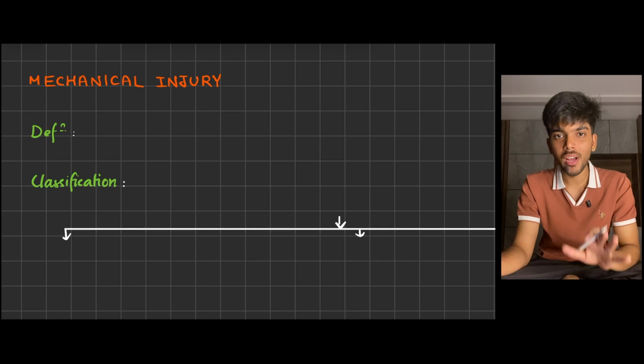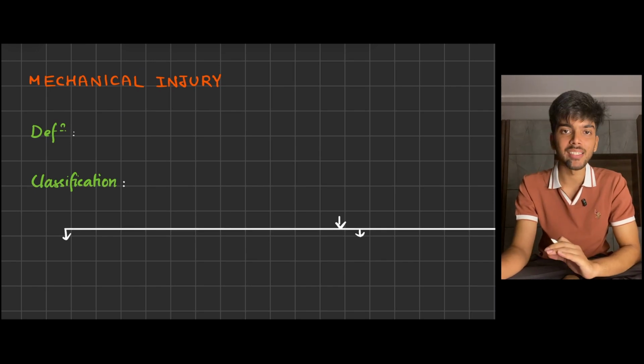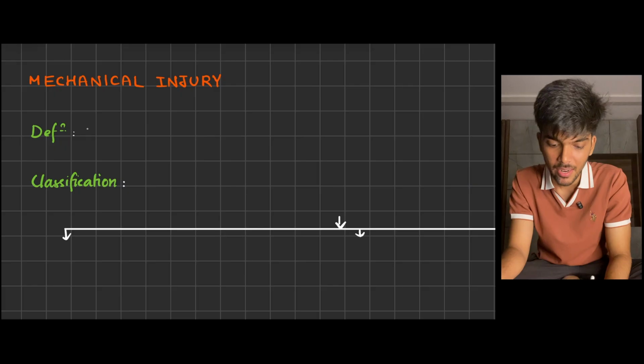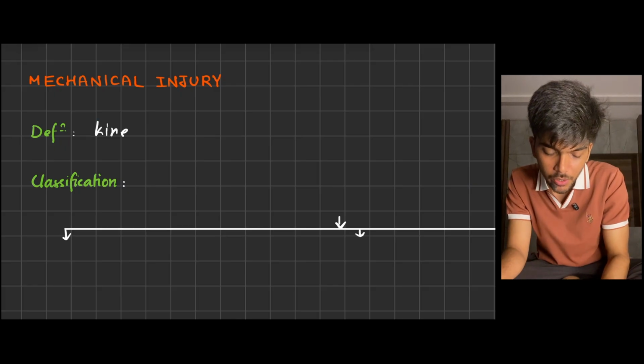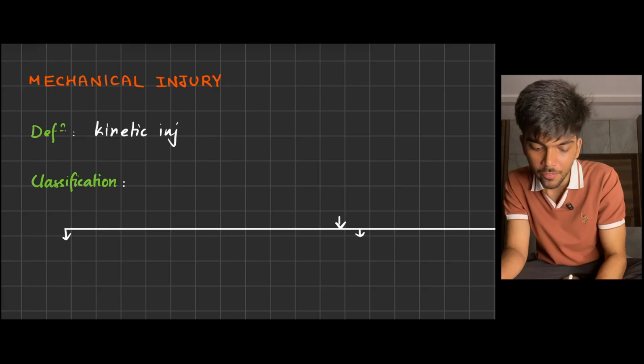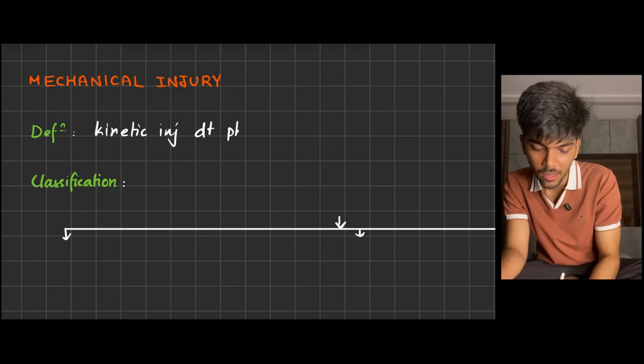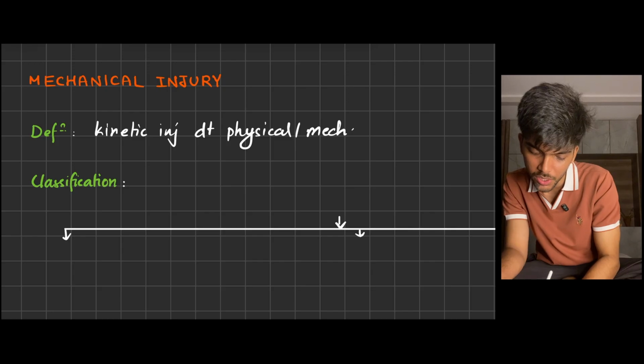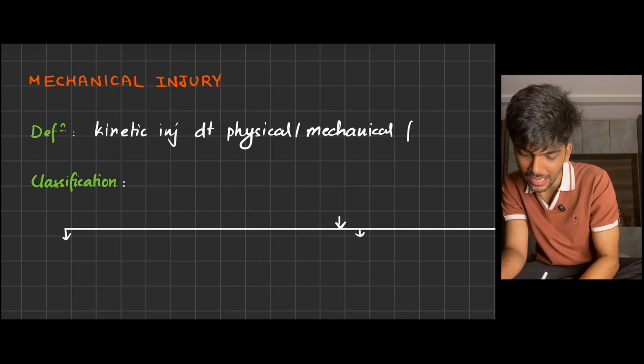Now the topic that you guys have been actually waiting for, and that's mechanical injury. First definition. Mechanical injury refers to kinetic injury inflicted due to a mechanical or physical force.